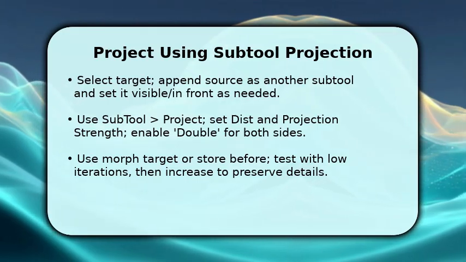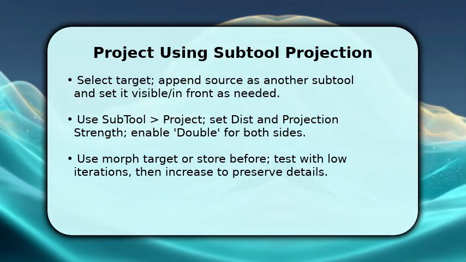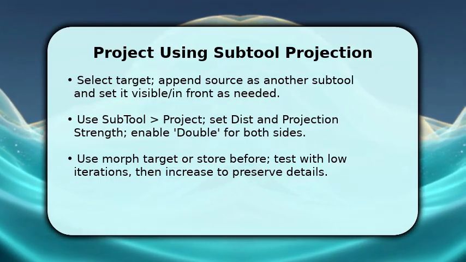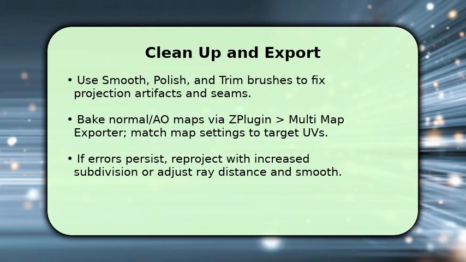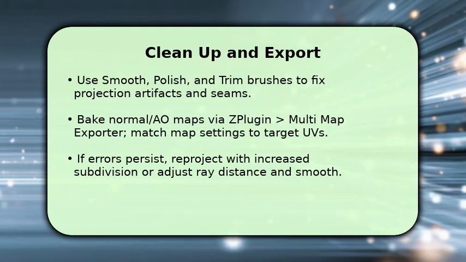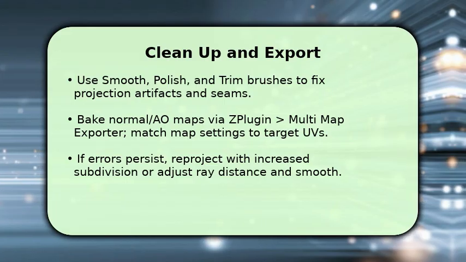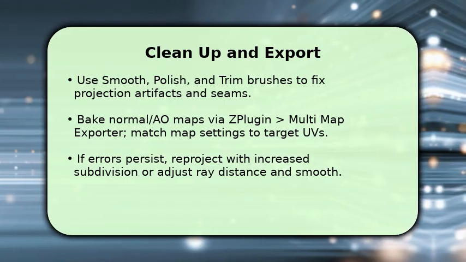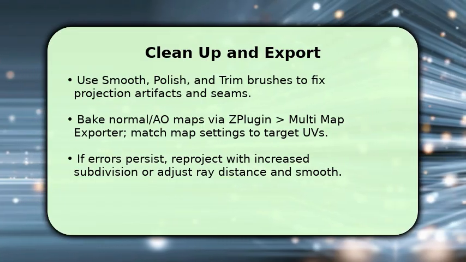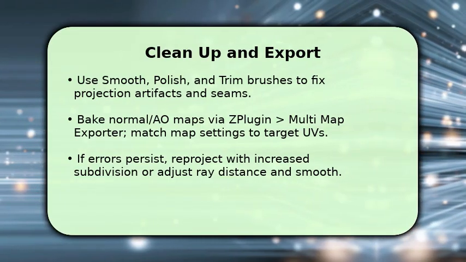Project in short iterations and inspect. Repeating small passes yields cleaner detail transfer than one heavy pass. Once projection completes, clean artifacts using smooth and polish brushes. Work along seams and areas where rays missed. For game or render, bake normal and ambient occlusion maps with multi-map exporter. Choose map sizes and formats that match your pipeline.